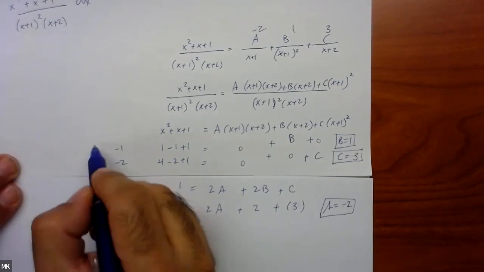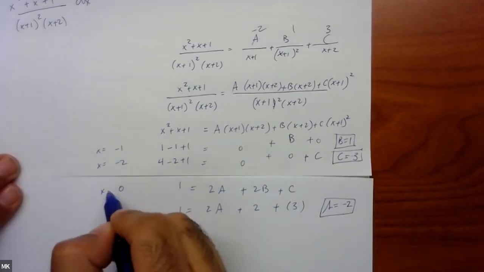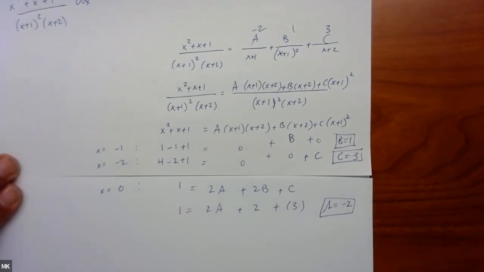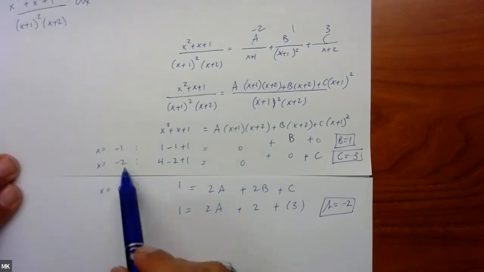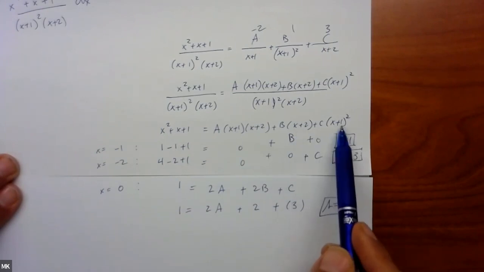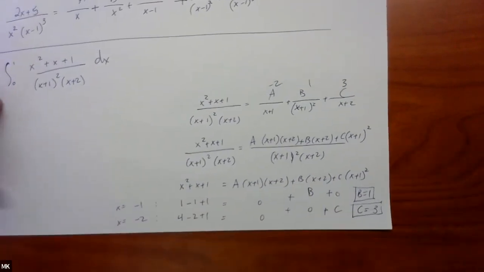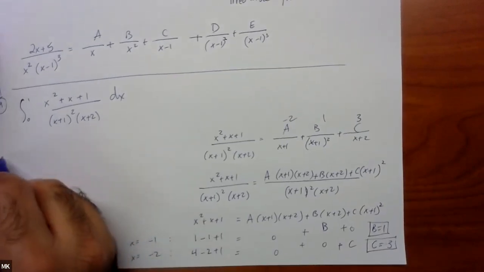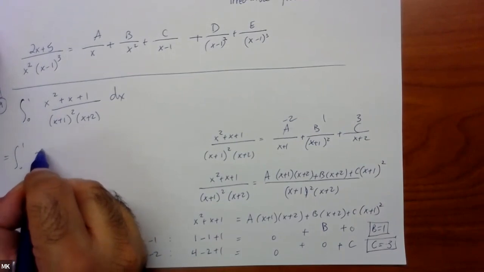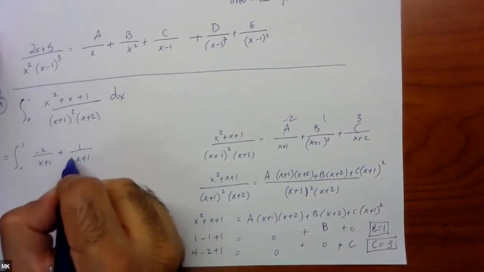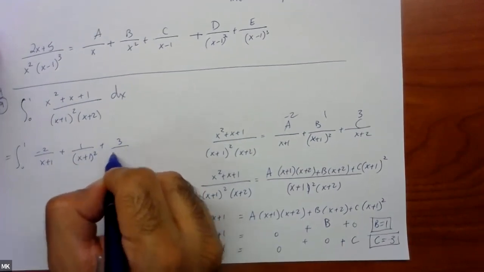So with that 0, I just pick a number that was easy to calculate for me. I usually pick 1, -1, 0, whatever. But 2 and -2 was intentional because I want to make sure that some of those parentheses are 0 with that choice. Okay, so now, yeah, very good. So now I get the integral from 0 to 1 of -2 over x plus 1, plus 1 over x plus 1 squared, plus 3 over x plus 2.